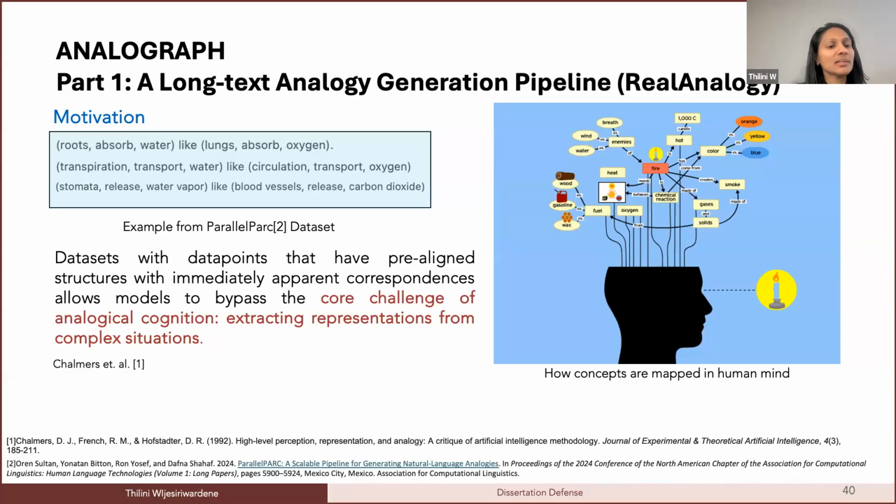Data sets with data points that have pre-aligned structures with immediately apparent correspondences allow the model to bypass the core challenge of analogical cognition, extracting representations from complex situations. So you do that for the model and then ask the model to map. That is not actually what is happening in the real world or in humans. So we wanted to create a data set that reflects the real world more.